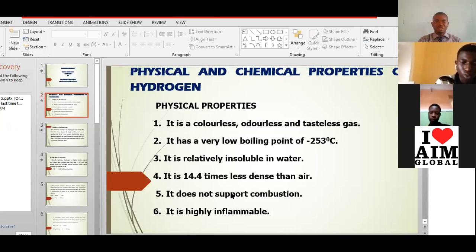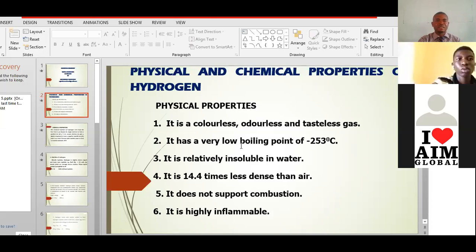Another physical property of hydrogen is that it is highly inflammable, highly combustible, highly flammable. Therefore, we handle hydrogen in the laboratory with very great care.